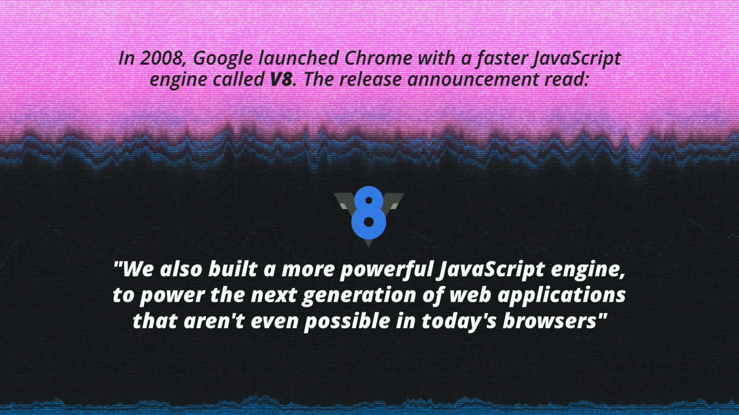And in their press release, they had this little sentence, which at the time I read, but didn't think much of. But if you think about it now, what they wrote is, "We also built a more powerful JavaScript engine to power the next generation of web applications that aren't even possible in today's browsers." Ten years later, it was kind of a revolutionary statement, and it became true, right? I think that's pretty cool.